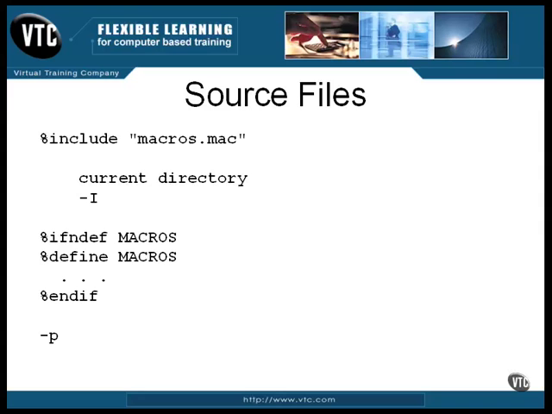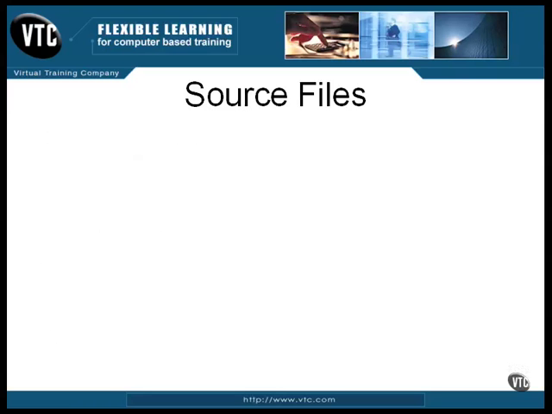Another way to include source files is to use the P option on the command line. This way, the file is included even though there is not an include directive in the source code. Whether this is a good idea or not depends on how well you document your system.